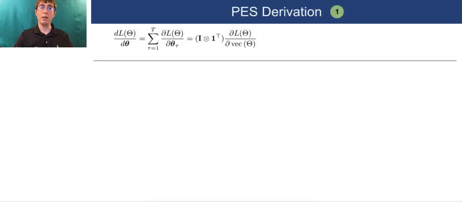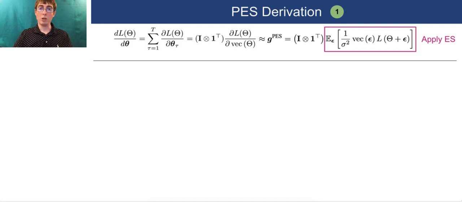So next, in order to derive the PES gradient estimate, we note that the desired gradient, which is on the left of the top expression, the gradient of the loss with respect to theta, can be expressed in terms of the gradient of the loss with respect to the vectorized capital Theta matrix, which consists of all of the per time step thetas. We'll see how this Kronecker product expression works in a minute, but knowing that this expression holds, we can estimate the full gradient with respect to the capital Theta matrix using ES, shown on the right. And this gives us the PES gradient estimator.